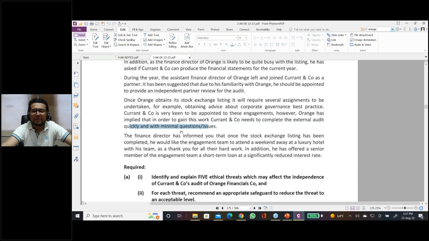The safeguards: the audit firm needs to have a discussion with the management, plan the audit and decide on a timeline. And if they are not going to cooperate with that, we will not consider continuing with this audit.